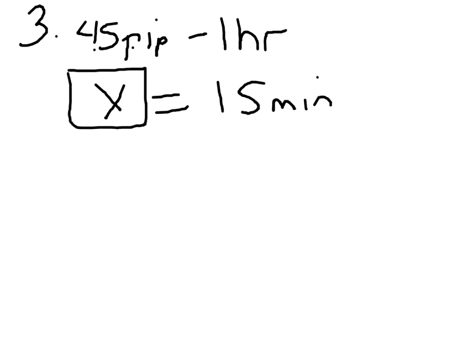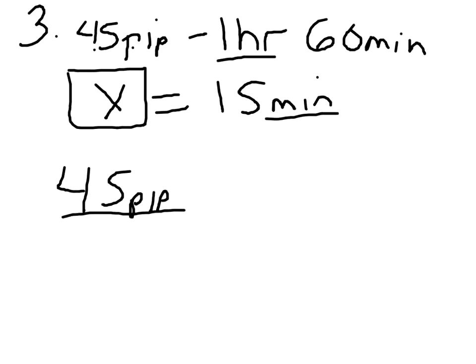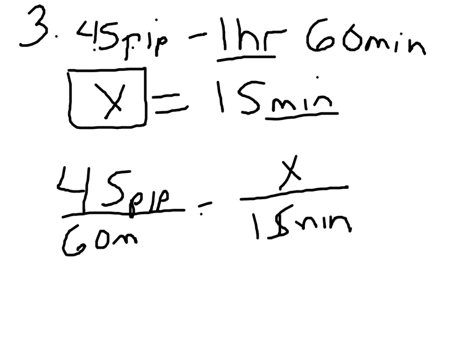So this is what we're missing from this ratio. So since this is minutes and this is an hour, they need to always be in the same formatting. So we need to convert this one to minutes. So we're going to make that 60 minutes, okay? So we can do 45 pipettes in 60 minutes. And over here, we have our x because we don't know, in 15 minutes. Okay. So now we need to convert it. We're going to do all of our magic.